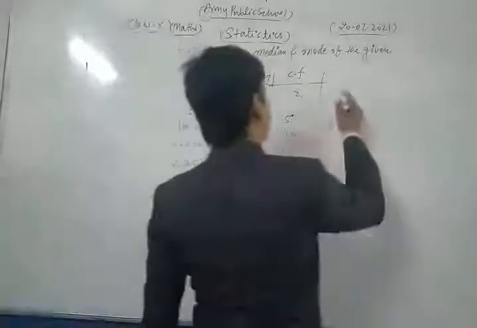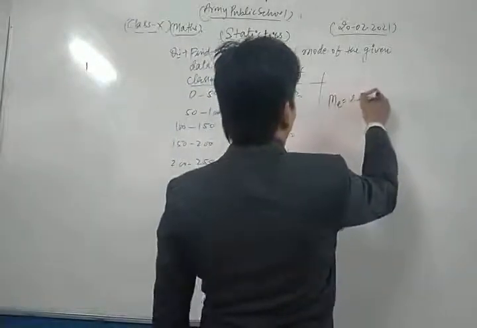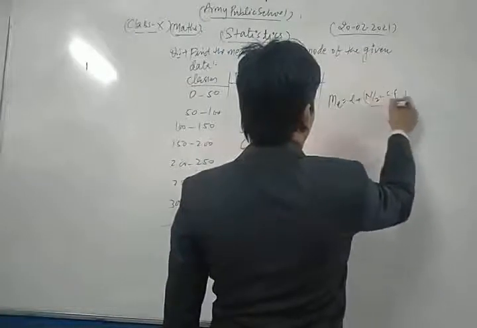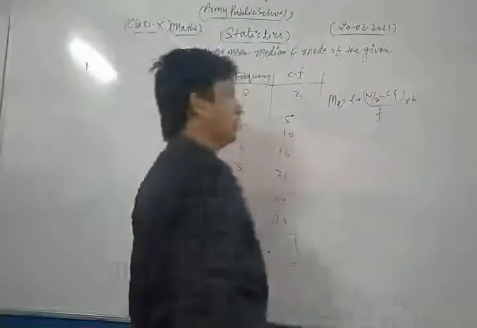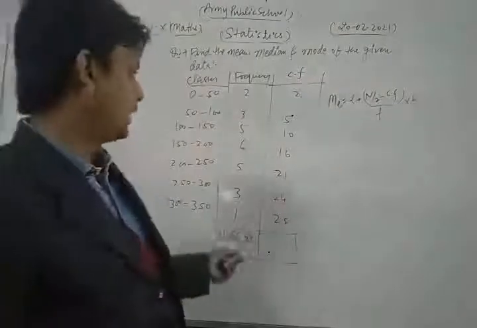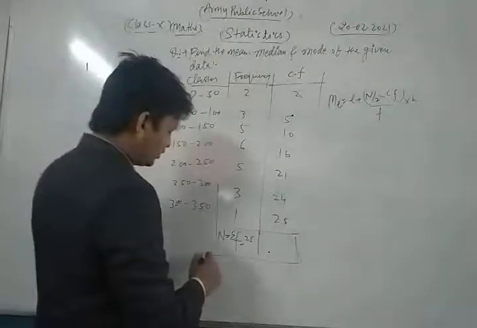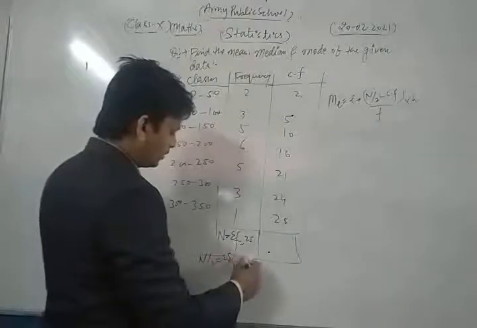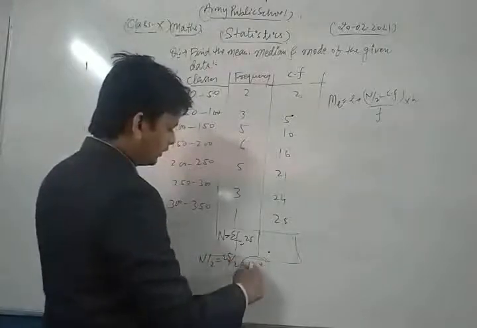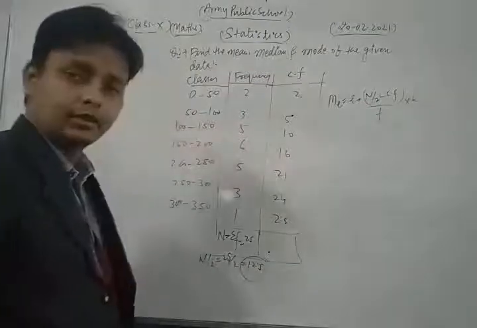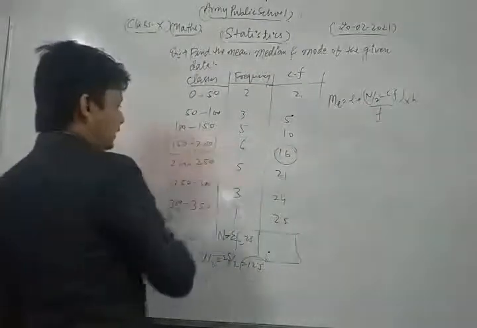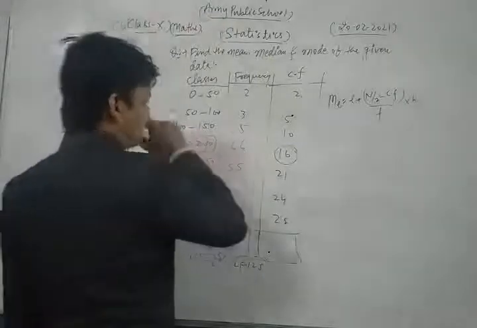Median is, you know, L plus (n by 2 minus cf) upon f into h. This is the formula to find the median. For that, n by 2 is 25 by 2, that is 12.5. We observe the cumulative frequency just greater than 12.5, which is 16. So that class is your median class, and this is the lower limit of the median class.